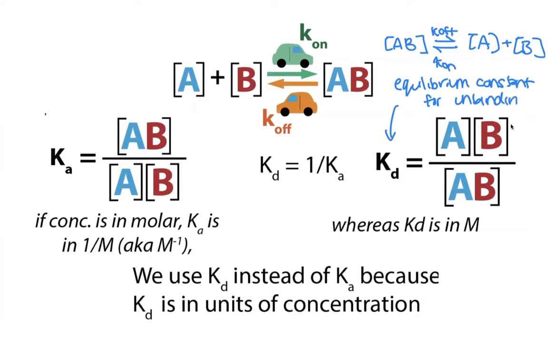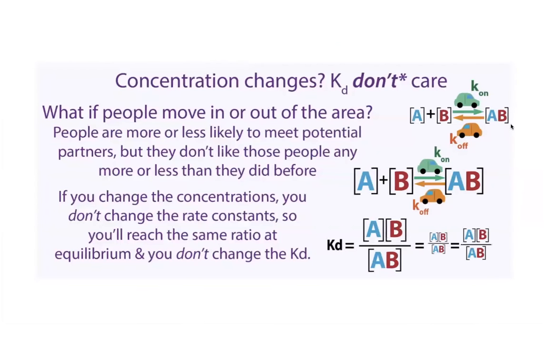And again, it's going to have units of concentration, and so that's going to make it really, really helpful. And remember that here we're going to have a big K, and with our rates, we're going to have small k's, and they're typically going to be italicized. So that's our KD.